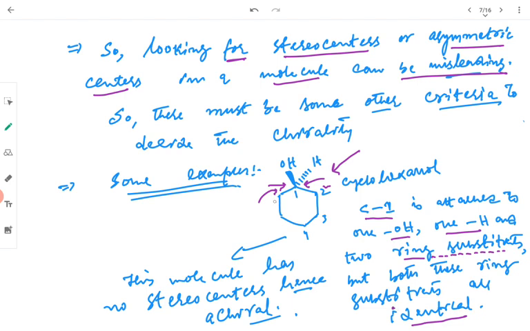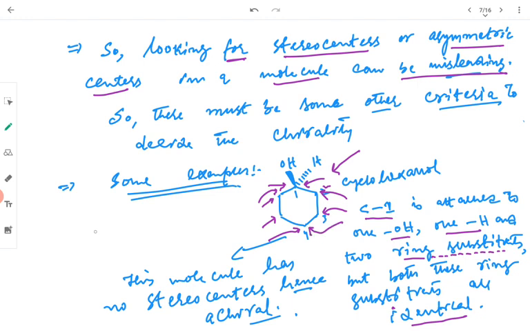You have a CH2 here, you have a CH2 here, then you have a CH2 here. From this side you have a CH2 here, then again you have a CH2 here. From this side if you go, you have a CH2 here. From this side also you have a CH2 here. So both these substituents are identical.